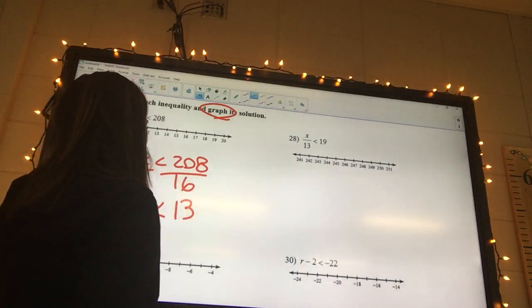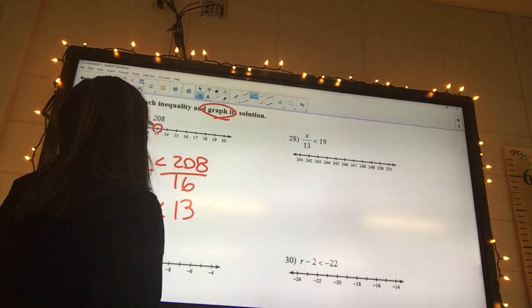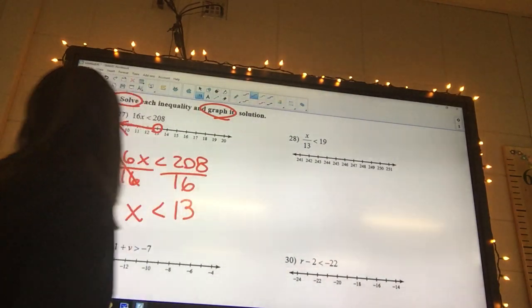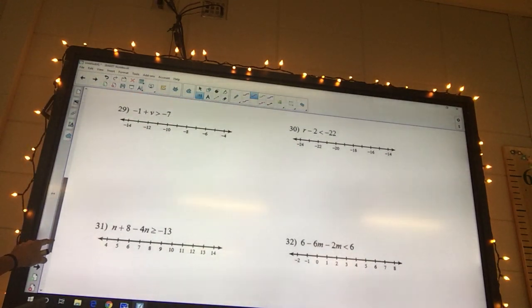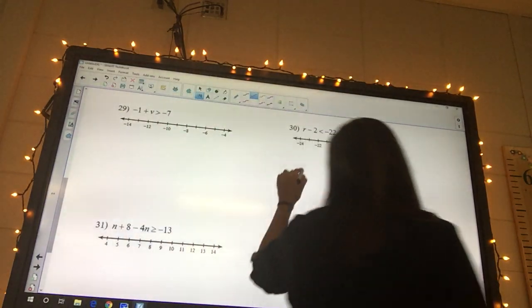So at 13, should it be open or closed? Open. Open, pointed to the left. See? 28 or 29 or 30? 30? Okay. What answer was that?